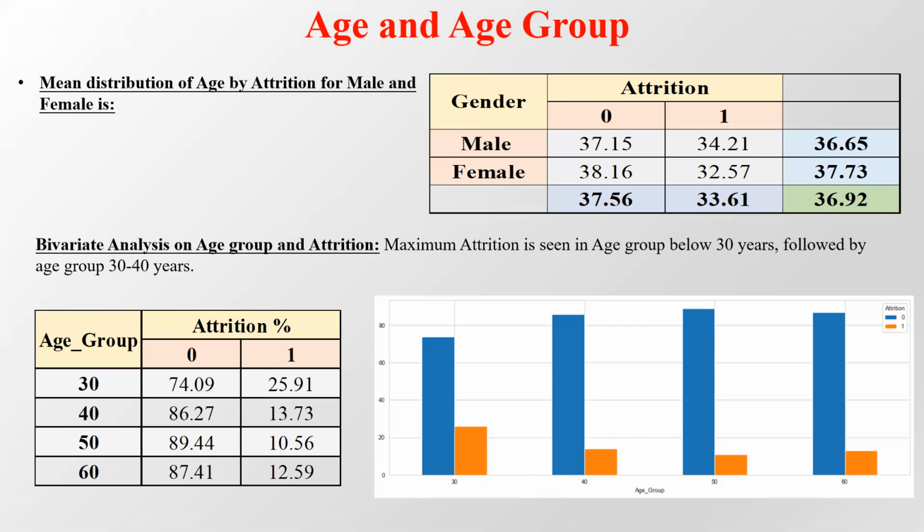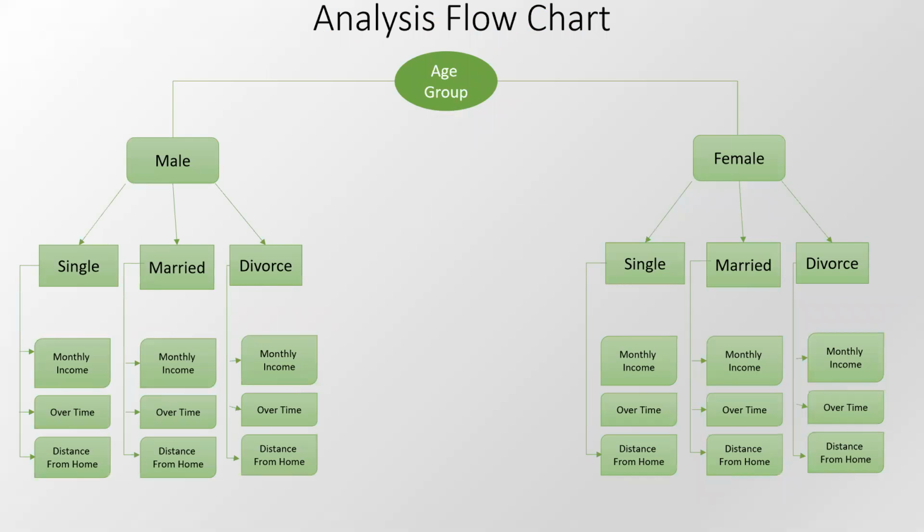In the next slide, we will guide you how we have drilled down the data. We have drilled down the age group on the basis of male and female. Then further, we have divided this data on the basis of marital status. And we try to find the reason why there is attrition in terms of male single, female single, male married, in terms of monthly income, overtime, and distance from home. Shreyans, next slide, please.